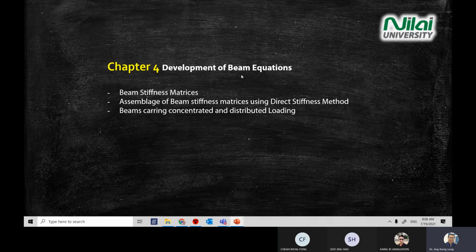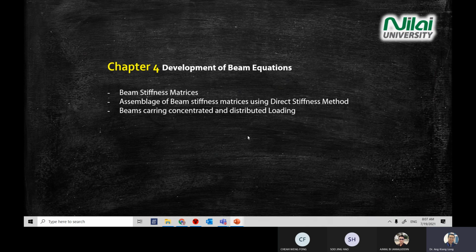So we already covered spring, bar, and truss. Today we're going to look at beam. So in chapter 4, we're going to look at the beam stiffness matrix again. Then we look at assembly of a beam system. Then after that, we're going to look at two scenarios: one is concentrated load and the other is distributed load.